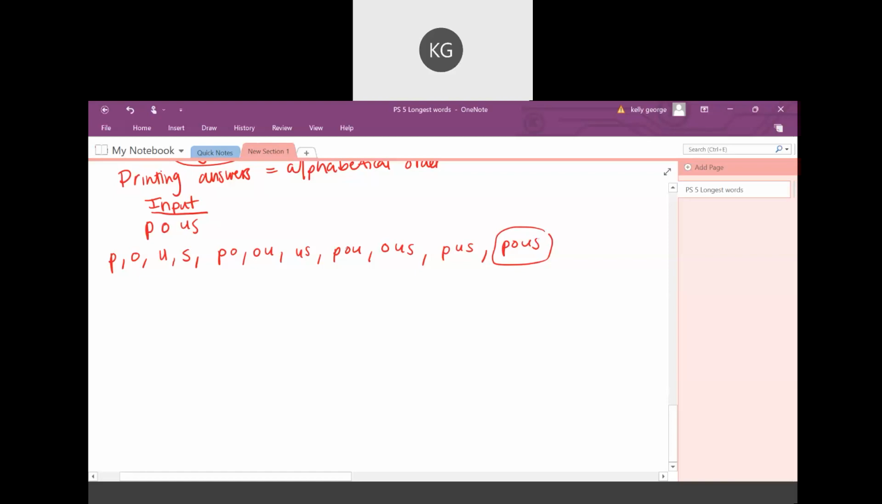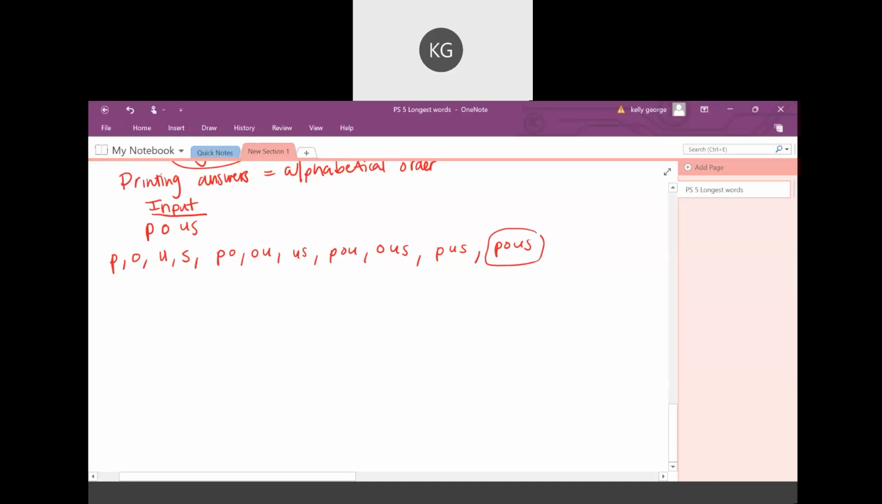So if we start with POUS, we're going to use insertion sort to alphabetize them. So what would this be in alphabetical order?